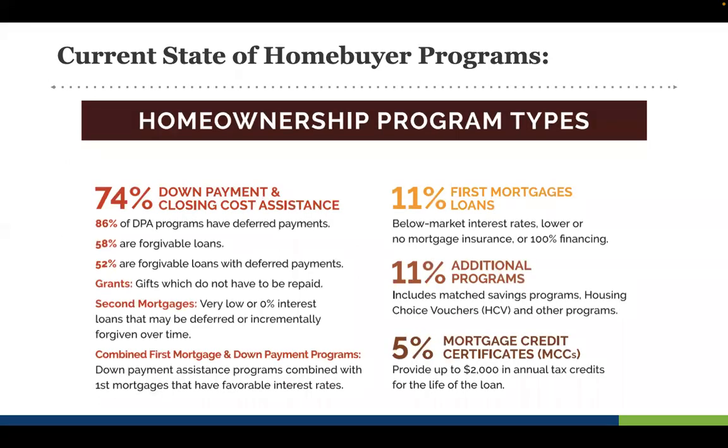So big picture, what's out there? Of the 2,300 some programs across the country, the vast majority of them are down payment or closing cost assistance. 74% of homeownership programs offer some form of down payment and/or closing cost help. Of those, 86% have deferred payments, meaning there is no monthly payment on that down payment assistance loan. 58% of those DPAs are forgivable, either in part or in full at some point in the future. 52% of these DPAs are both forgivable and offer deferred payments.